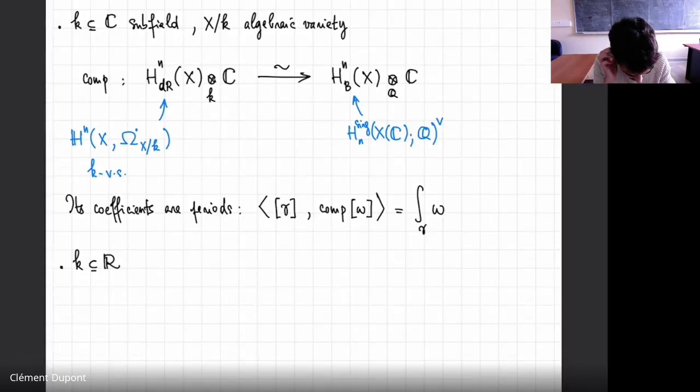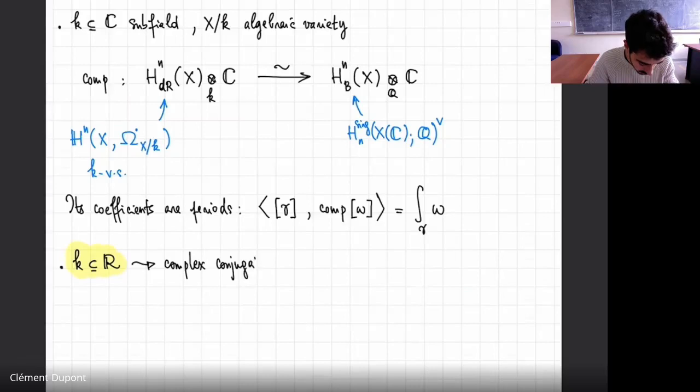So I guess from this point on, I will take K, a subfield of the real numbers. And you get an extra ingredient if your field is inside the real numbers. You get complex conjugation acting on the complex points of the variety. So let me call it C maybe. So it's an involution of the complex points of X.